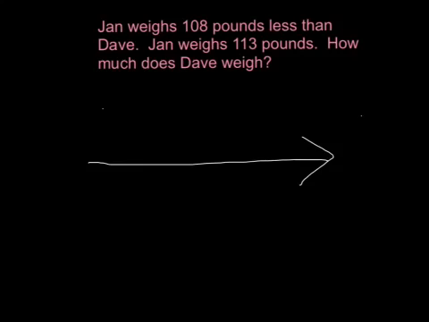Jan weighs 108 pounds less than Dave. So we know Jan is going to be a small number. So if Jan weighs less than Dave, Dave will be our big number. And then our other number is 108. So we're only using that first sentence to get this part of our problem done.